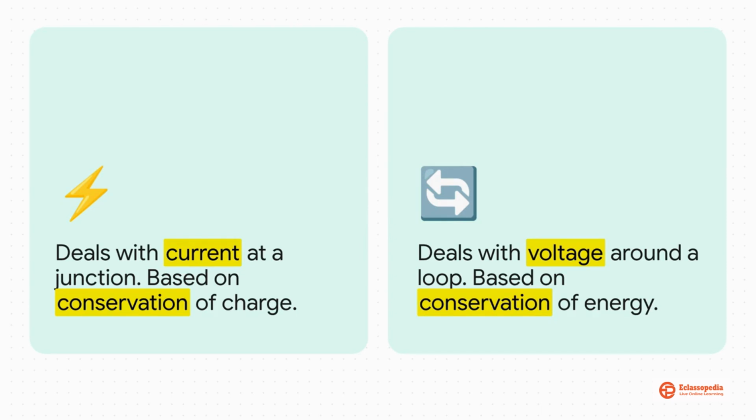On one hand, we have KCL, the current law. It deals strictly with current at a junction, and it's securely rooted in the conservation of charge. On the other hand, we have KVL, the voltage law. It deals with voltage around a closed loop, and it is firmly based on the conservation of energy. Because voltage is fundamentally a measure of energy per unit charge, walking a full loop and arriving back at your starting point means no energy was lost or gained overall in that closed path. These are your twin pillars of circuit analysis.